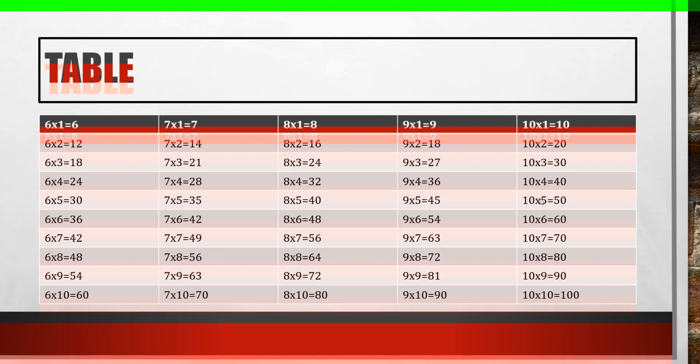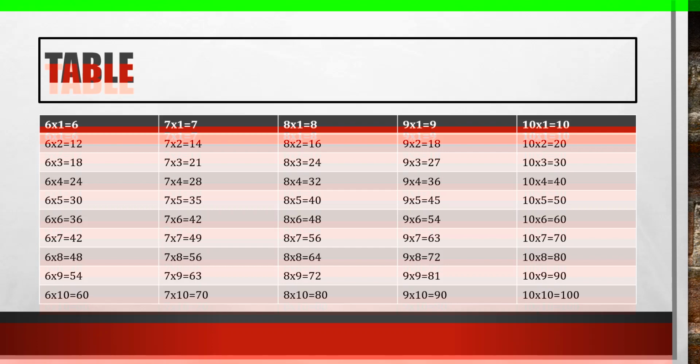10 times 5 is equal to 50. 10 times 6 is equal to 60. 10 times 7 is equal to 70. 10 times 8 is equal to 80. 10 times 9 is equal to 90 and 10 times 10 is equal to 100. This is the table of 6 to 10.